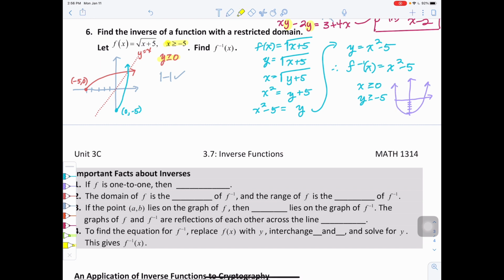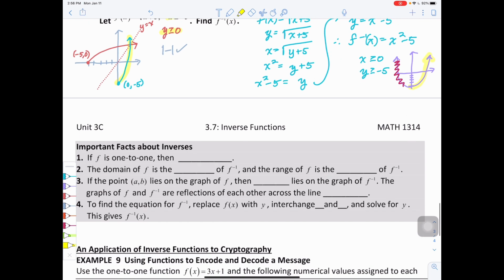We only want the part of the graph that has the x values greater than or equal to 0 and the y values greater than or equal to -5. But it's that restriction on f. So we will not use this part of the graph, and you can see this over here, not drawn as nicely, but that is the right side of the parabola.